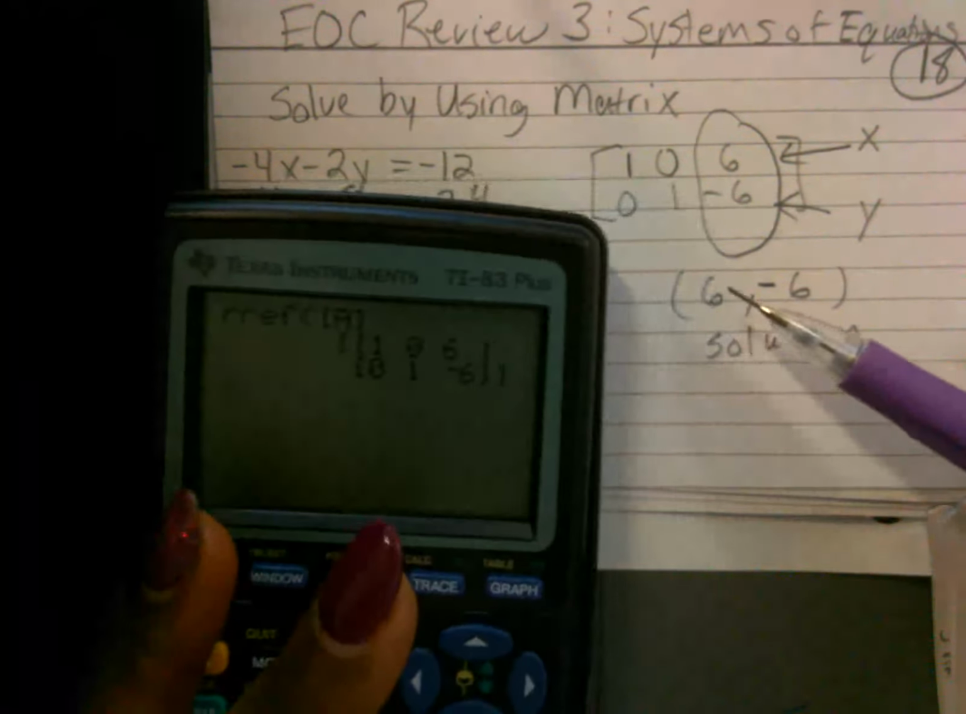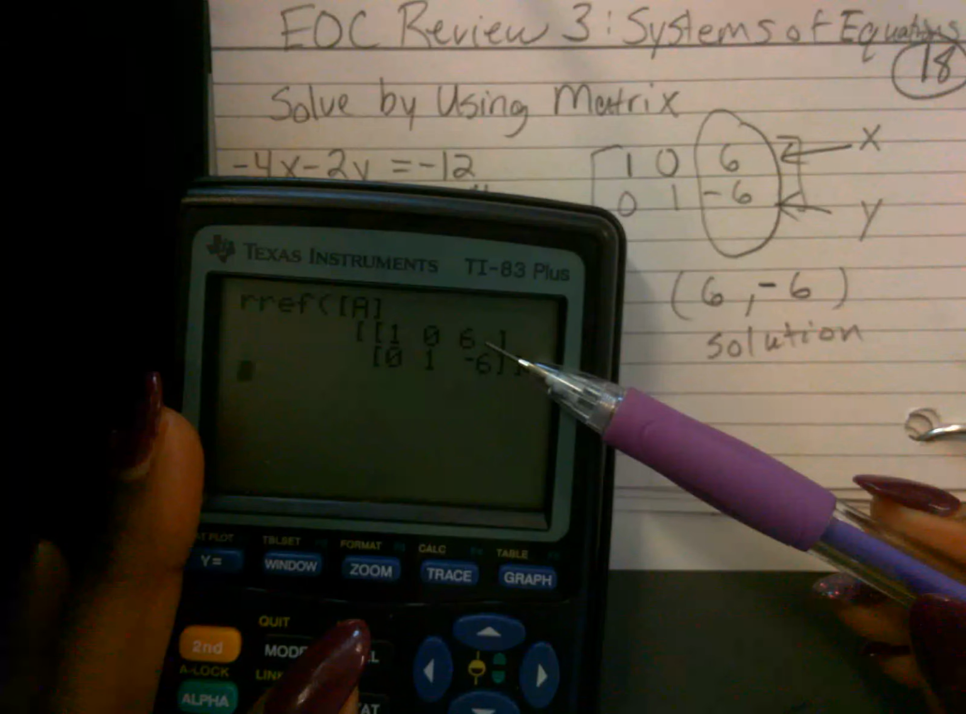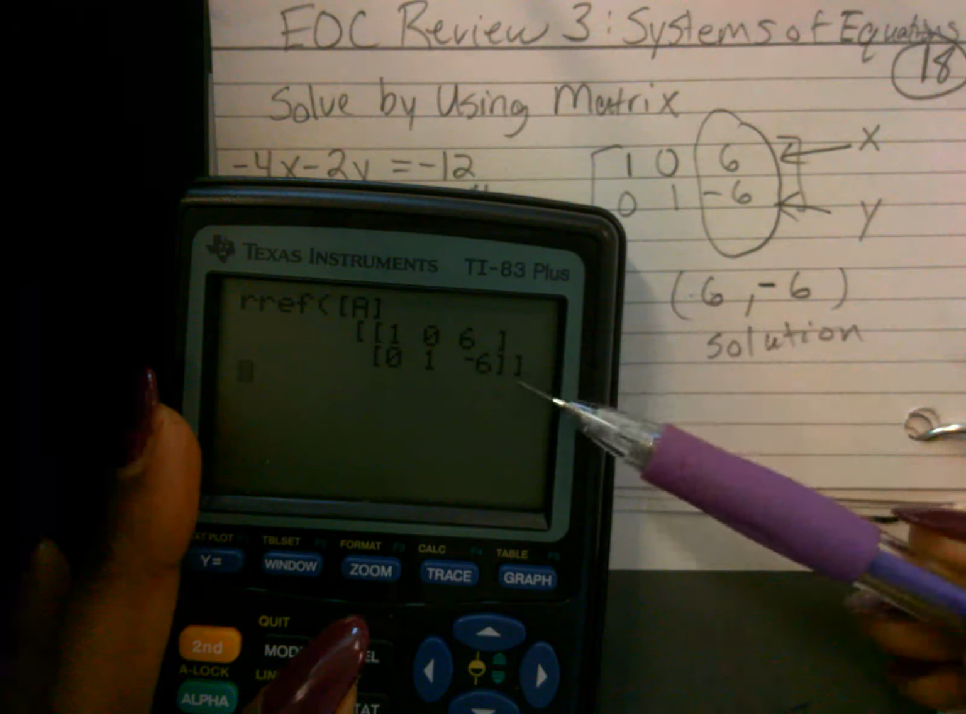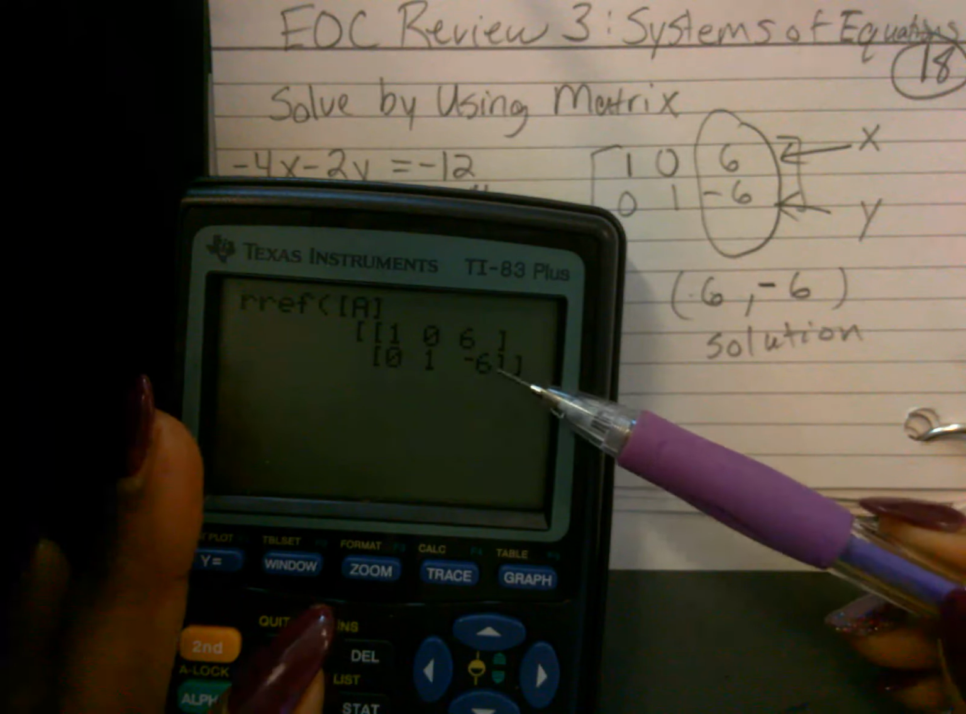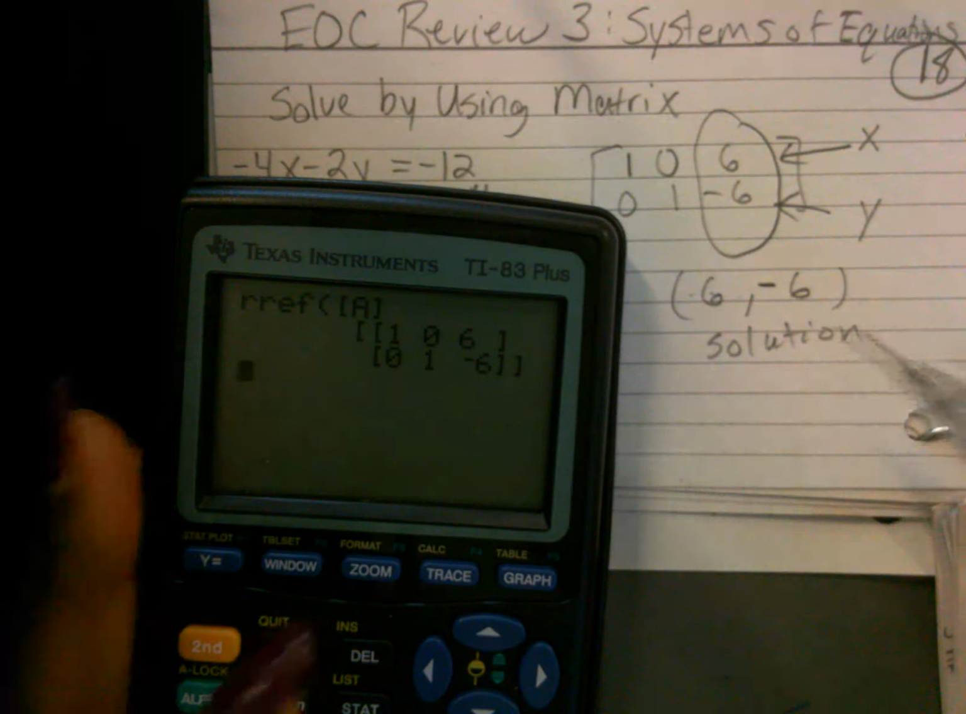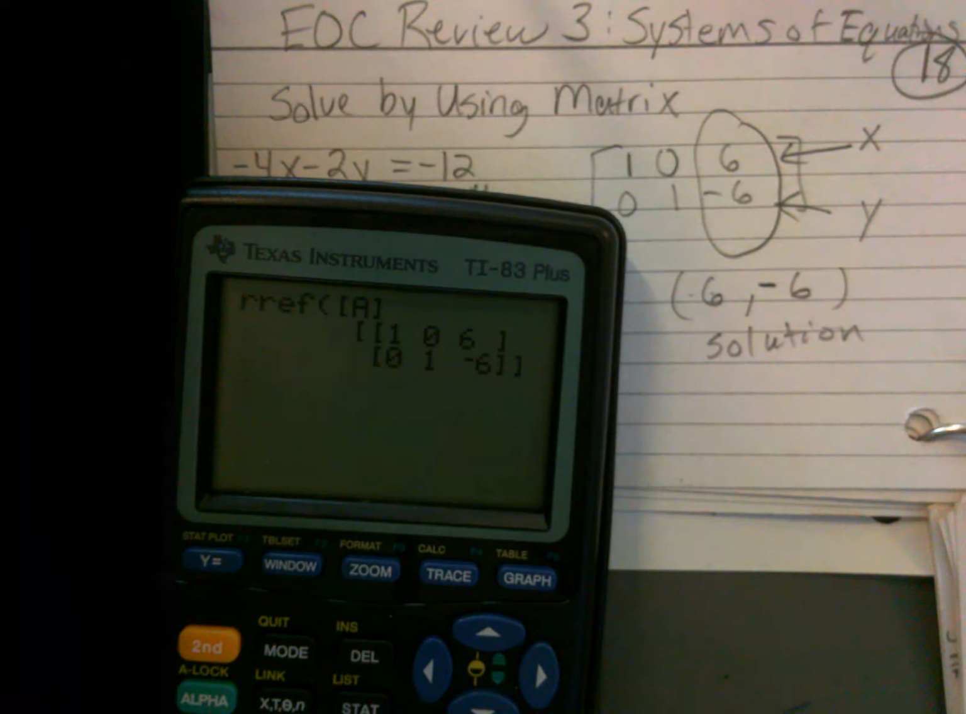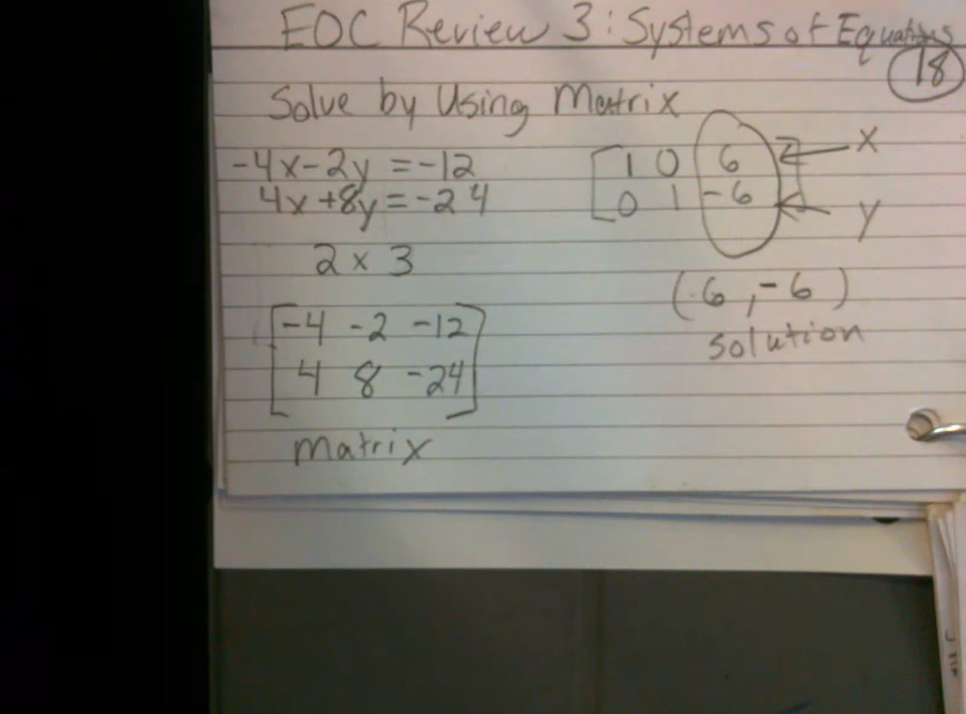So you see that? X is on the top, all the way on the end, 6. Y is on the bottom, all the way on the end, -6. That's the solution. So there's no math required there. You just have to type it in right. If you don't remember it, then you can't use it. But if it's calculator active and it's written in that form, use it. Save yourself some time, okay? All right. Any questions about that?